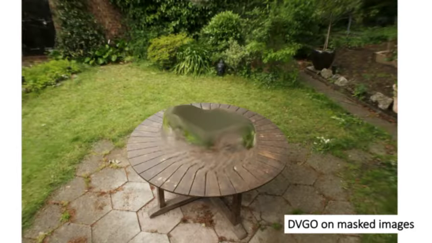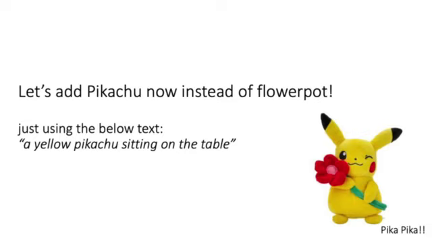We can see that the background fidelity is maintained, but the foreground region where the object was removed lacks in fidelity. Not only do I want to improve the fidelity of this region, but also want to insert an object, and that too just using text. For example, insert a yellow Pikachu sitting on the table.